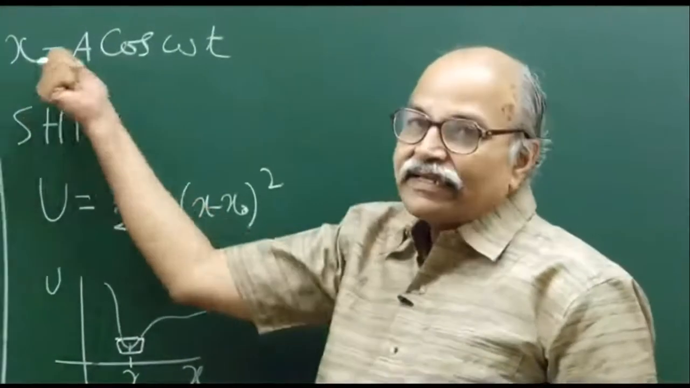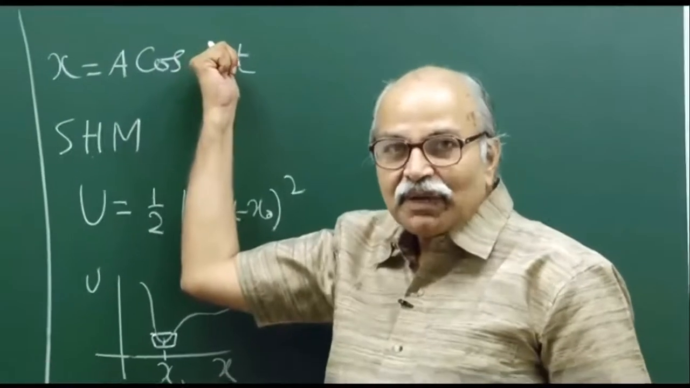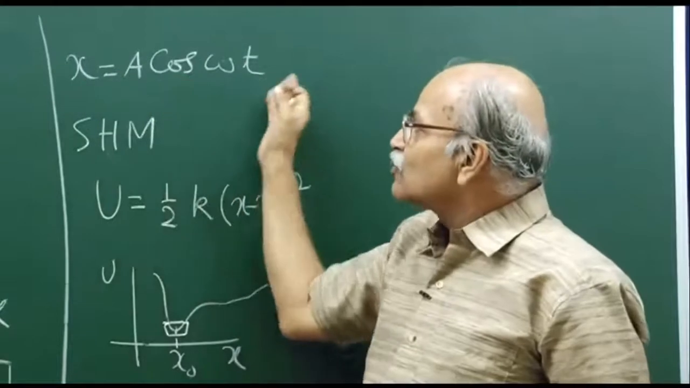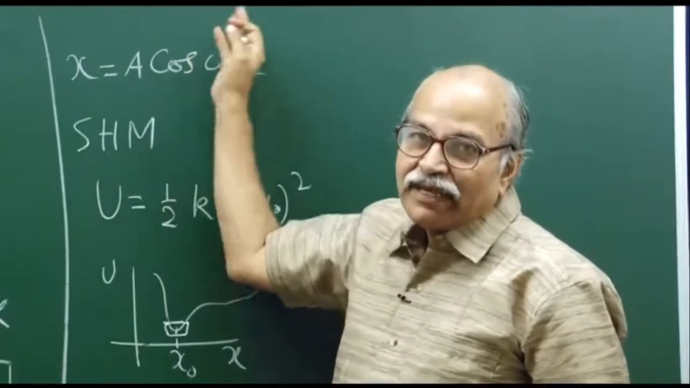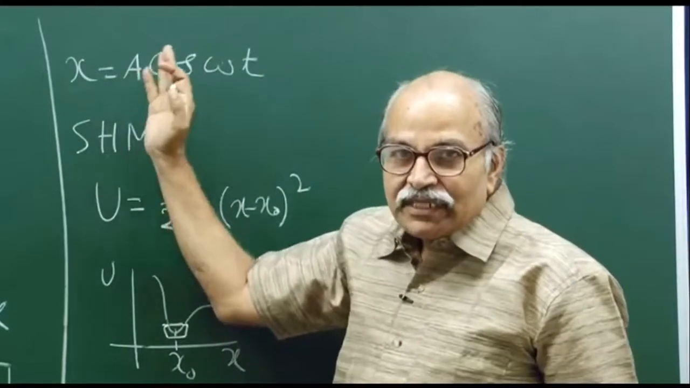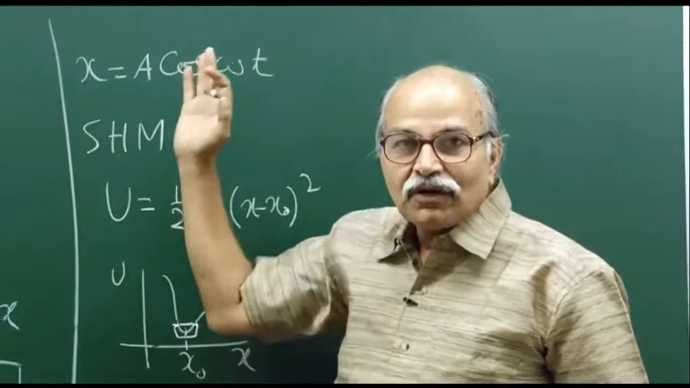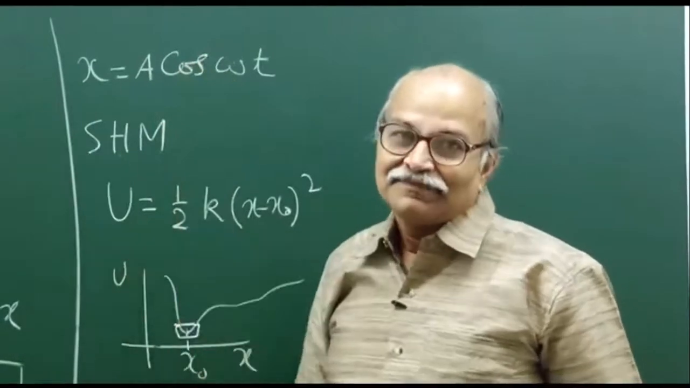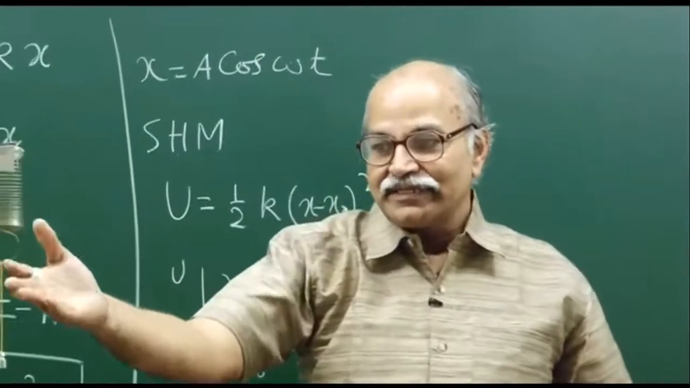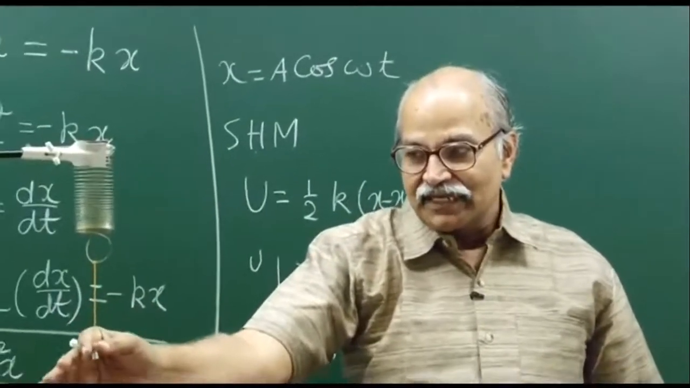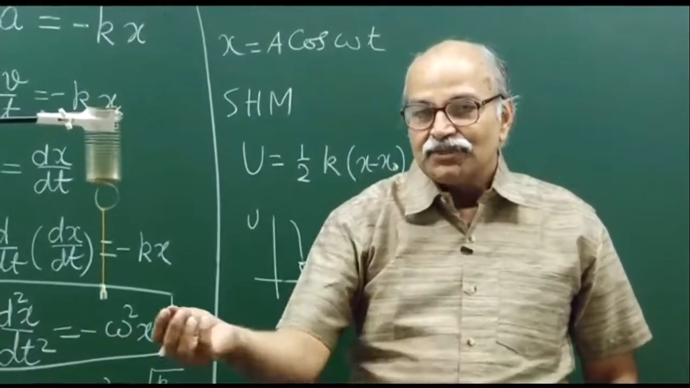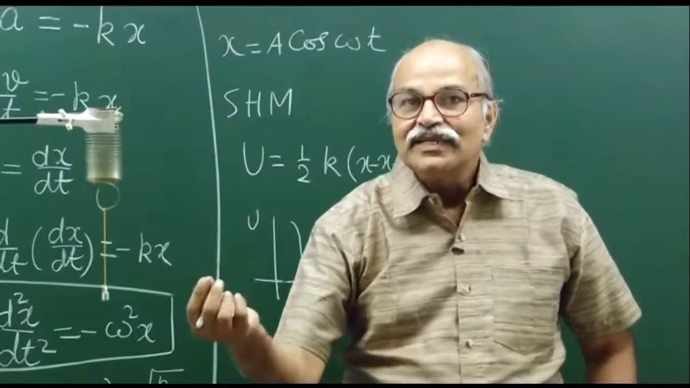Now, this equation tells that as time passes, the amplitude doesn't decrease, because this cos omega t will always go from plus 1 to minus 1. So, x will go from plus A to minus A. So, it's a constant amplitude oscillation for all time to come. Real systems are never like this. If you take this spring mass system, if I oscillate it with some certain amplitude, you wait for some time and you will find that the amplitude is gradually decreasing.